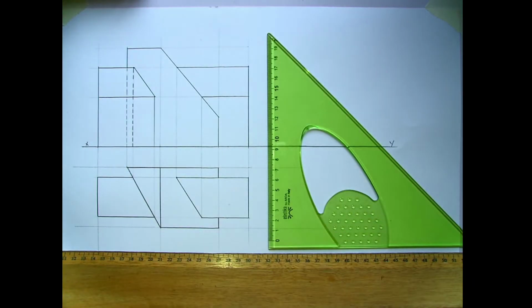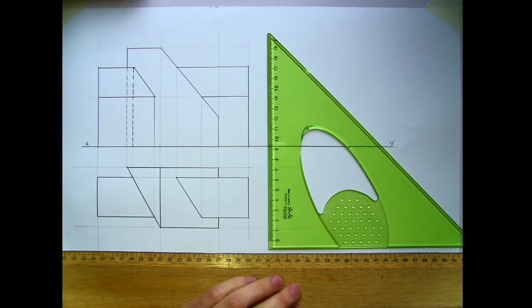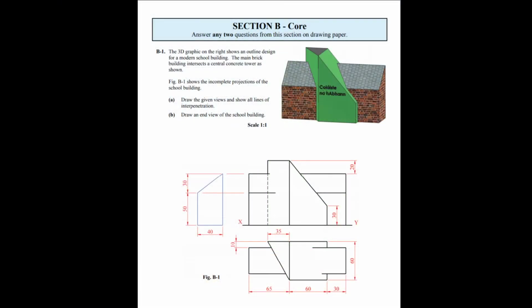along there. Okay, that's part A of the question, where we were asked to draw the given elevation and plan, the given views, and show all lines of interpenetration. So this is one line of interpenetration, this is where they're intersecting, and up here in the elevation is the other point. Part B of this question is to draw an end view of the school building.